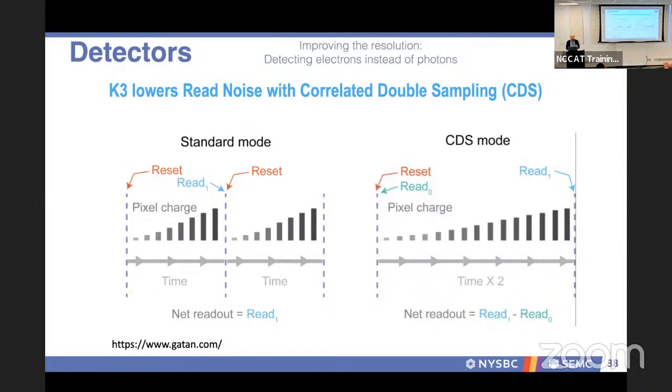What we have is we take an image, reset the pixel, take another image, reset the pixel. But what happens if 0 is not necessarily 0? Let's say your blank is not that good. What you can do is read out initially, then take the exposure, read again, and subtract that. Therefore you get a better DQE because it's like you're taking a blank. The problem is that your camera has a particular frame rate, so normally when you're collecting in CDS mode, you have to use half your frames to take that blank, as it were.